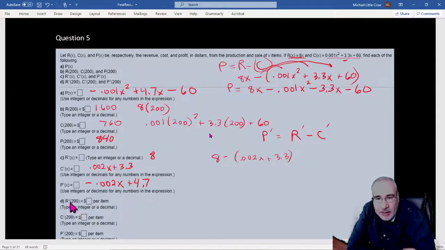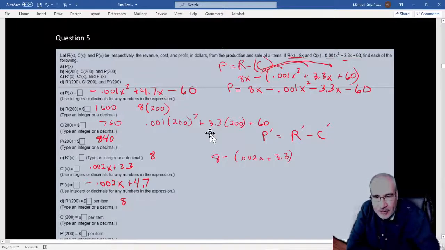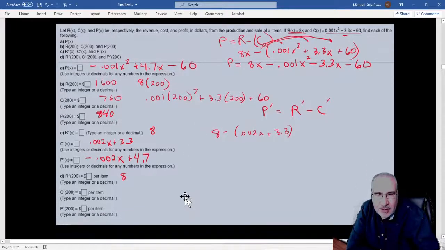Now we want to get the derivatives at 200. So the derivative of the revenue function, well, there's no place to plug the 200. This marginal revenue is always 8. That means we're charging $8 per item. So it doesn't matter if we're at 200 or 400. The next item we sell, we get $8 for. We don't do discounts. We don't gouge, all that kind of stuff.